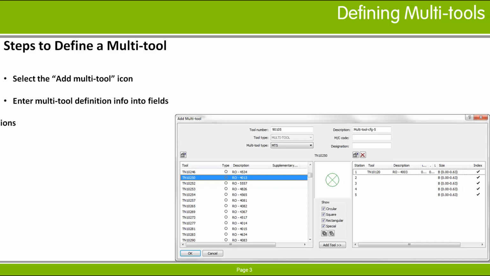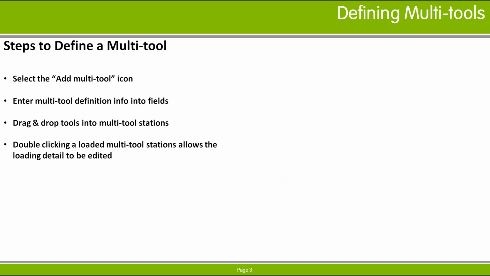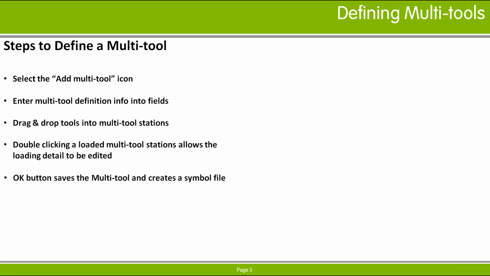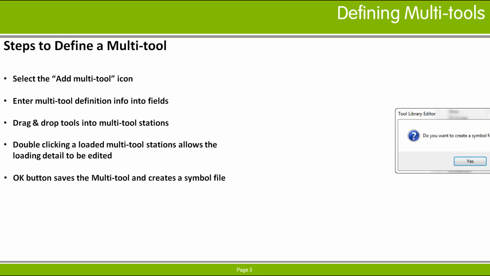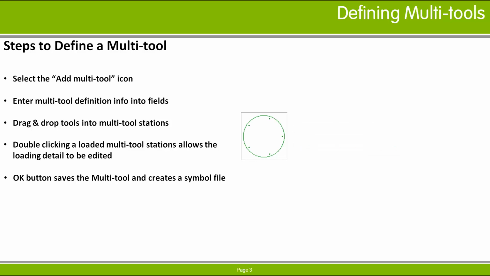Similar in design to the main tool library editor, this Add Multi-Tool dialog lets you add tools into the available stations of a multi-tool using drag and drop. These represent preloaded tools the multi-tool normally contains. Double-clicking the loaded multi-tool station gives access to defining tool loading settings. Selecting the OK button saves the multi-tool and prompts for the option to create the symbol file. Default image files are provided to represent a multi-tool.